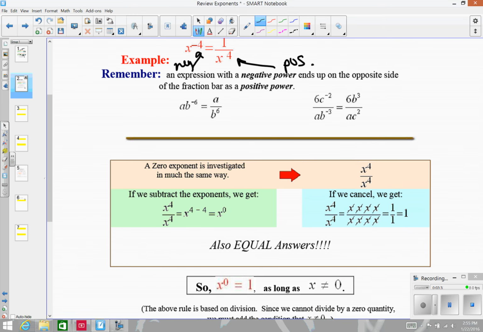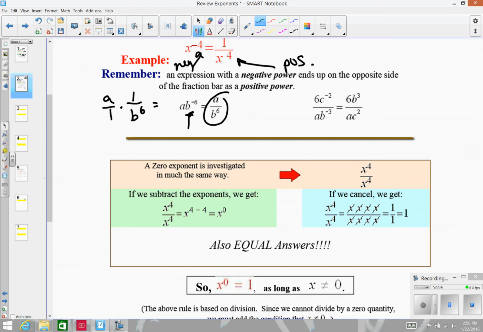Let's take a look at this next example. If I have a b to the negative 6, the only base being raised to that negative power is the b, not the a. So this is the same thing as saying I have a over 1 times, I'm going to take my b to the negative 6 and write it as 1 over b to the positive 6, which gives me this a over b to the 6th.